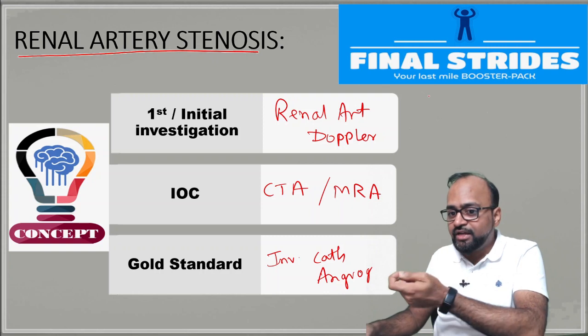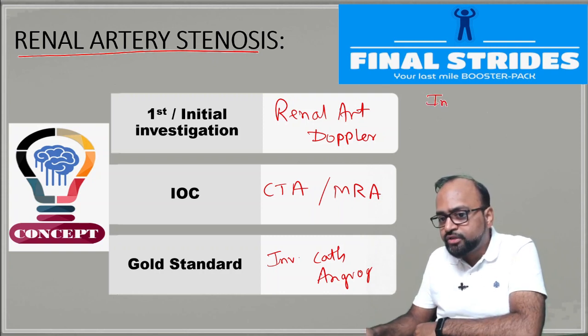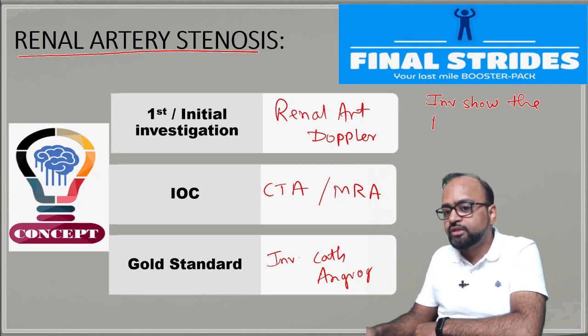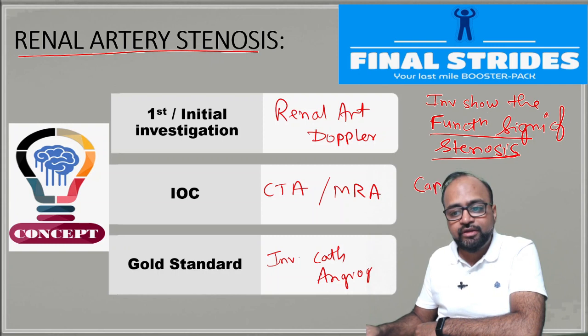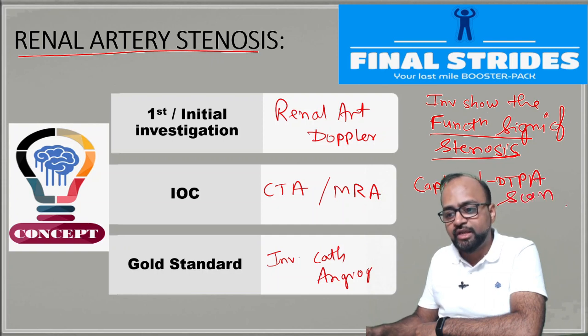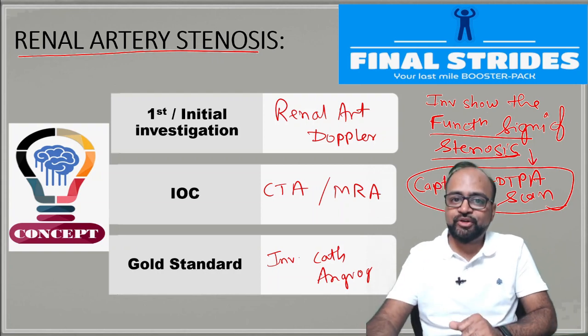Now if they specifically ask you the investigation that will show you the functional significance of stenosis, if they ask you this specific question with the terms functional significance of stenosis, then it will be captopril DTPA scan. Captopril DTPA scan shows the functional significance of stenosis. That would be the answer in that particular case.